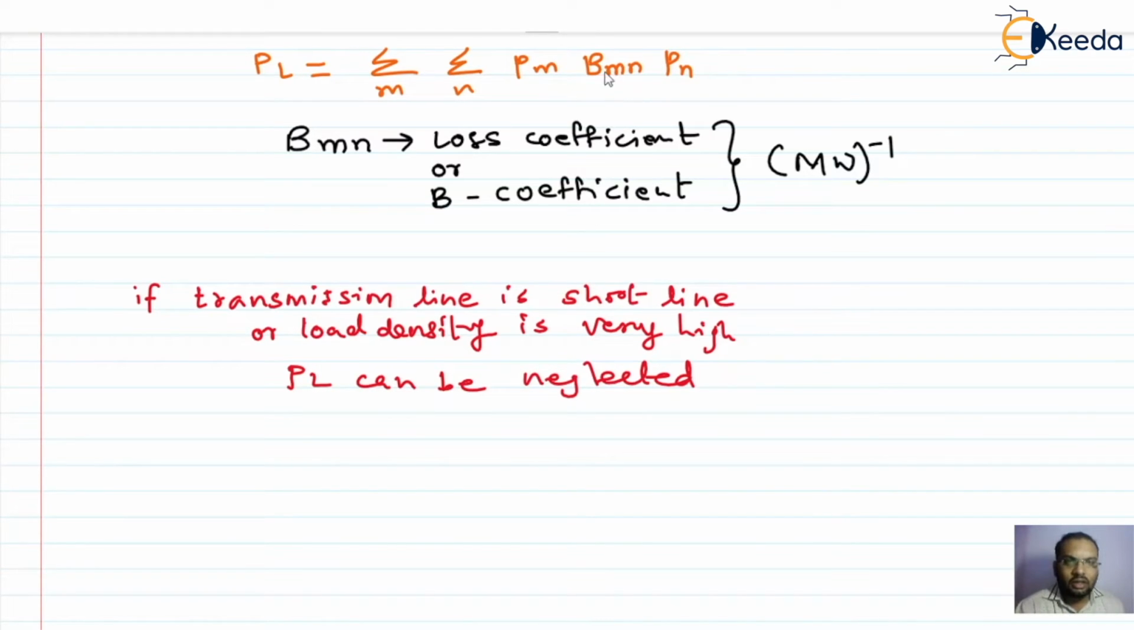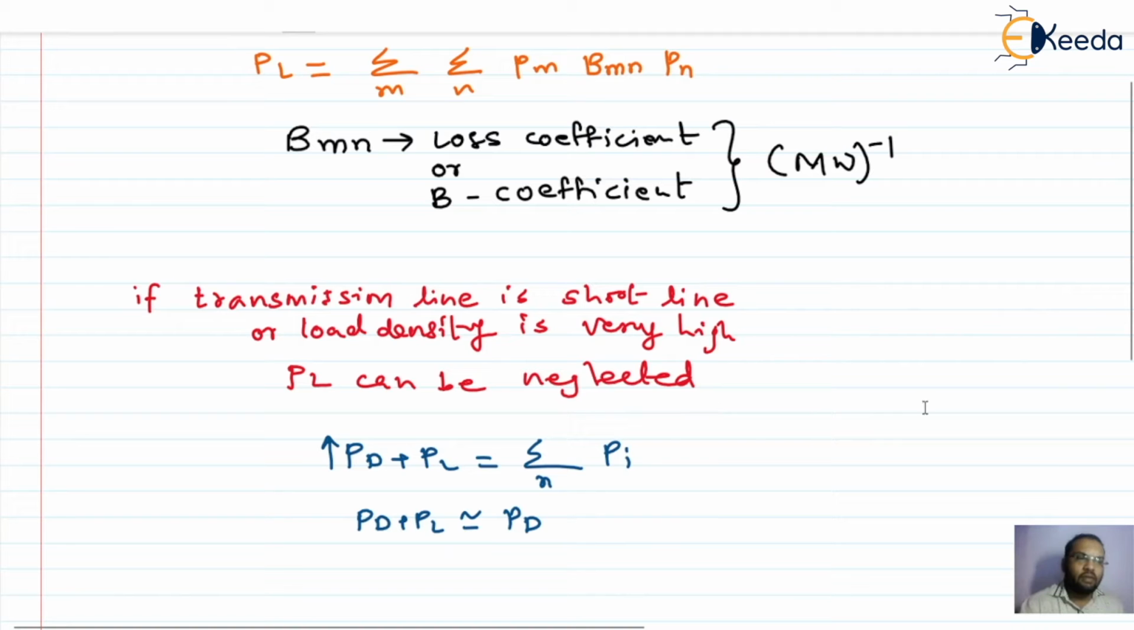What is the ultimate aim regarding the generation? The power demand plus power loss should be equal to the power output of all the generators. This is the constraint we should satisfy. If this PD is very high compared to the power loss, when the load density is very high, then PD plus PL we can approximate to PD. There we can neglect the power losses. So these are the two conditions where we can neglect the power loss.